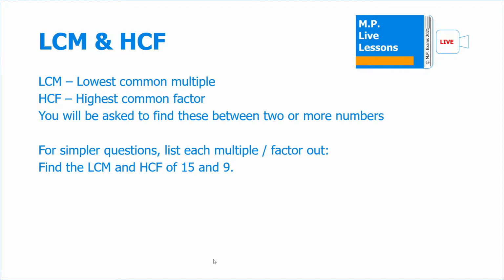So if we do the multiples, we have for 9 and then 15. So we have 9, 18, 27, 36, 45, 54, and so on. Whereas 15s, we have 15, 30, 45. And we can already see we've found the lowest common multiple, so the first multiple that appears in each list that are in both.